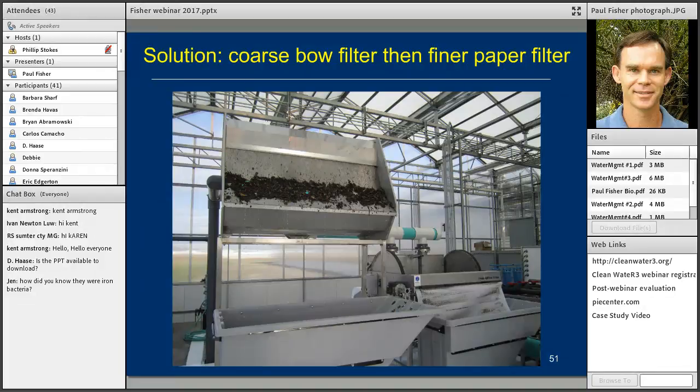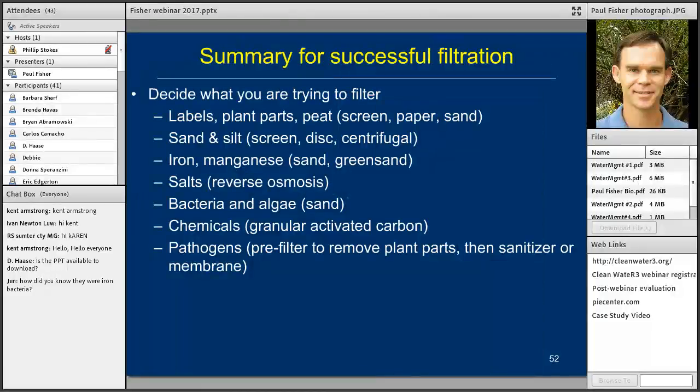a finer paper filter. So the solution then for this new greenhouse range was that the grower put a coarse bow filter and then a finer paper filter in series. So the bow filter took out the large particles, the labels and so on, and then that pre-screened water would then pass through the paper filter.